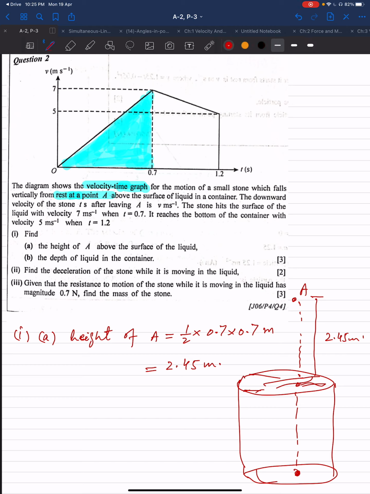right? Okay. Now, part B is the depth of the liquid in the container. So this is the depth of the liquid in the container. After this is the point where the stone hits the surface, it started decelerating and it reaches the bottom. This is the bottom, right? And this is the surface.